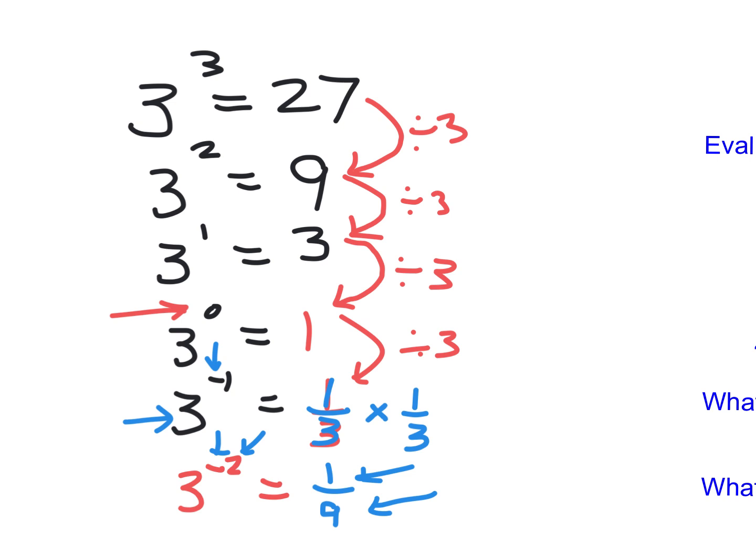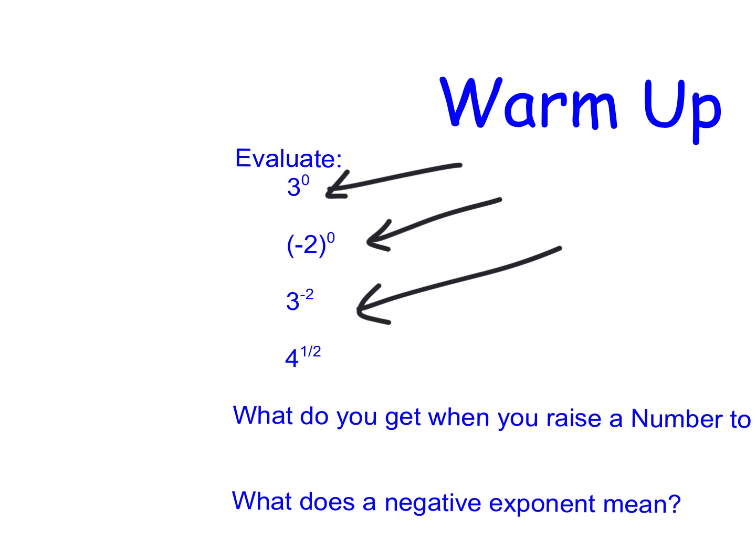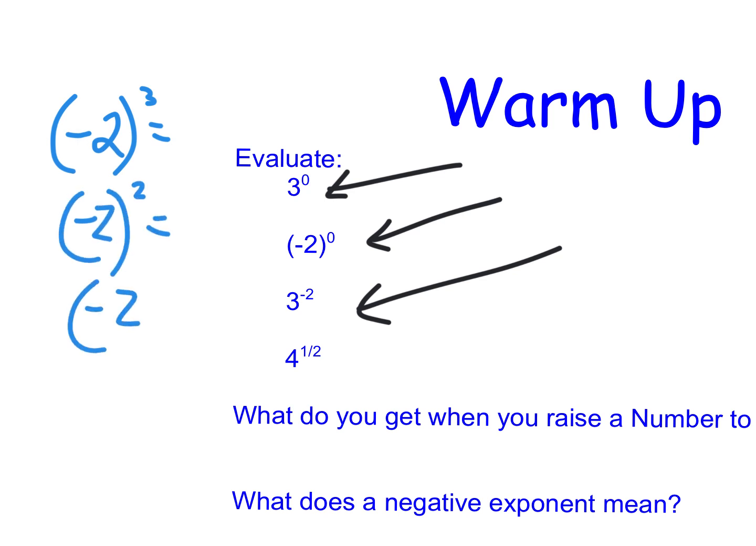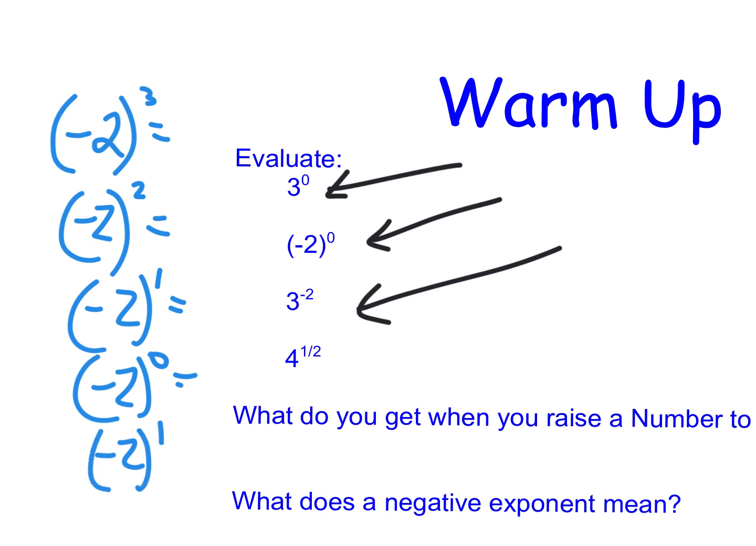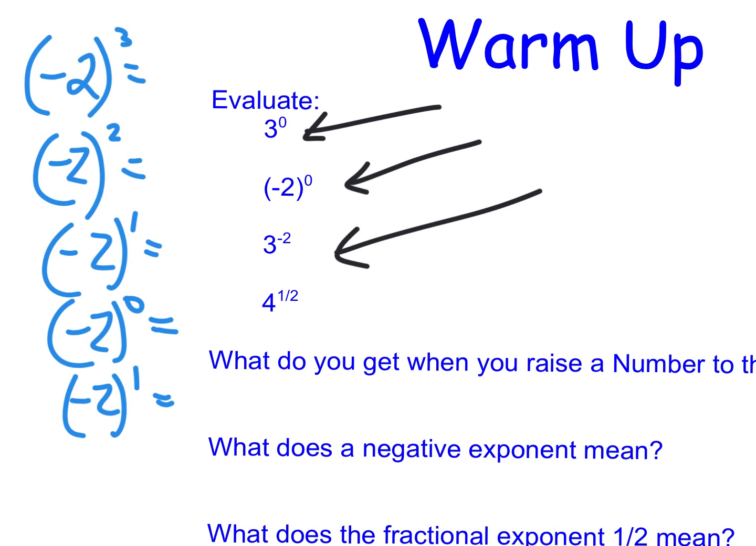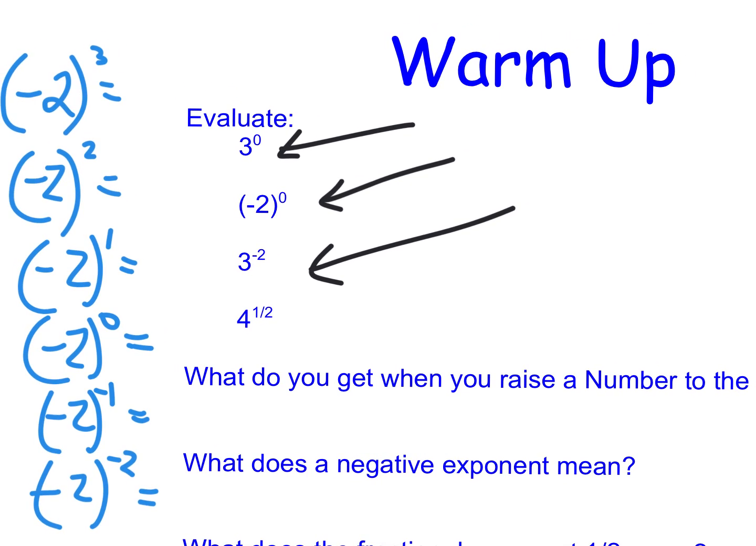All right, now we're going to do the same exact thing, but with a negative number. And I want to show you what happens. Negative 2, we're going to put it to the third. Then negative 2 to the second, negative 2 to the first, negative 2 to the 0, negative 2 to the negative 1, sorry, to the negative 2. There. And I hope you catch on to the pattern.